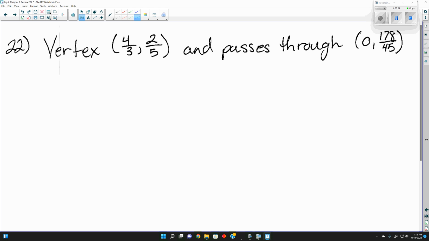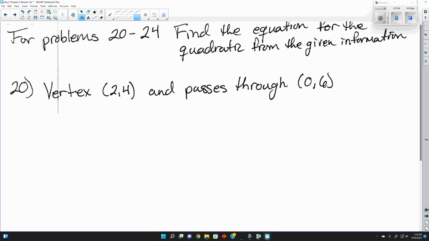Do we want to look at 20 or 22? One in vertex form. Do we want to look at 22 or 20? Either one doesn't matter, because if we look at this one here, we're given a vertex and a point.